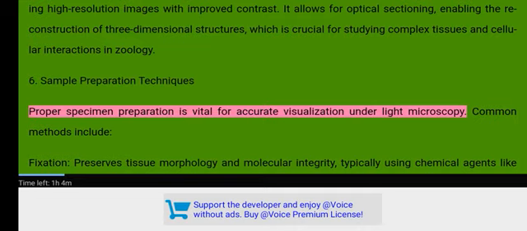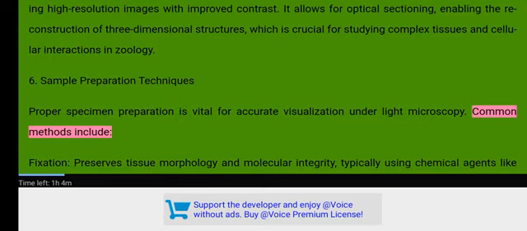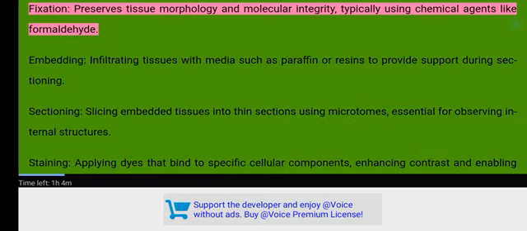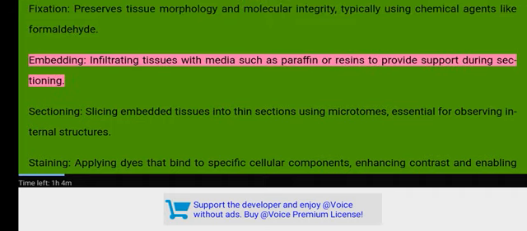6. Sample preparation techniques. Proper specimen preparation is vital for accurate visualization under light microscopy. Common methods include fixation, which preserves tissue morphology and molecular integrity, typically using chemical agents like formaldehyde. Embedding, infiltrating tissues with media such as paraffin or resins to provide support during sectioning.